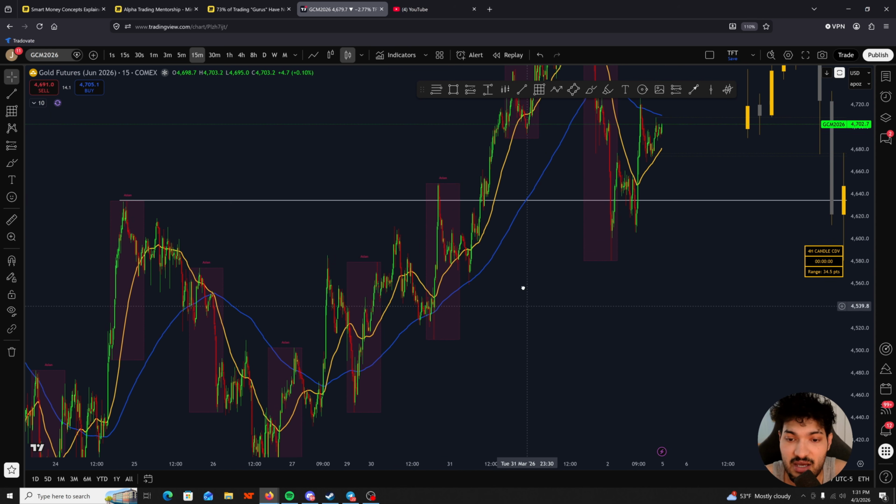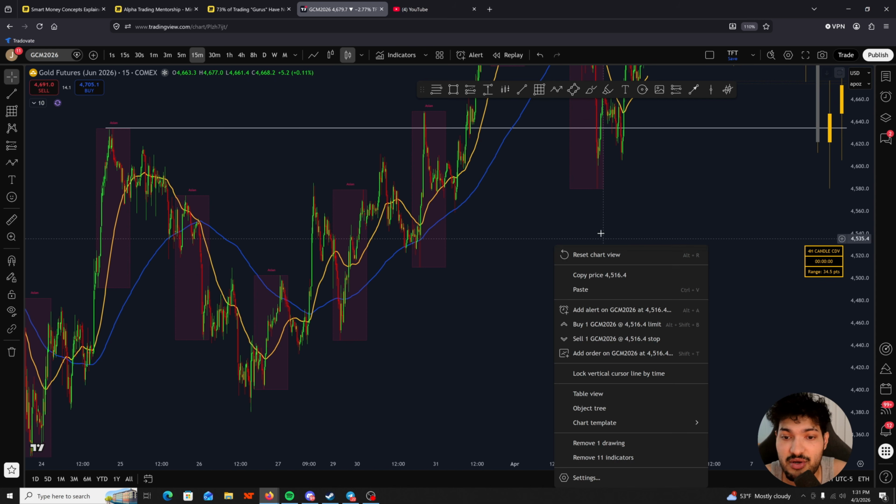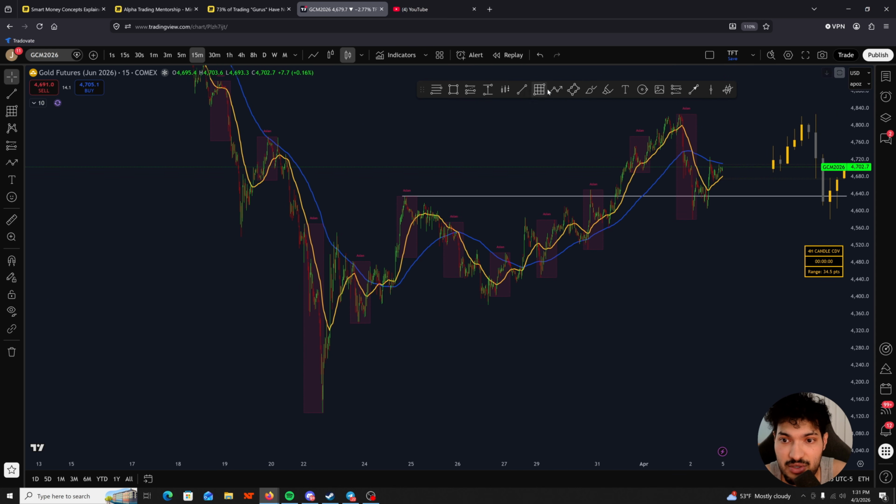Now, obviously, this wasn't a full-on reversal. It gets more complex than that, but you're seeing the idea of how this interaction works in this whole swing leg.